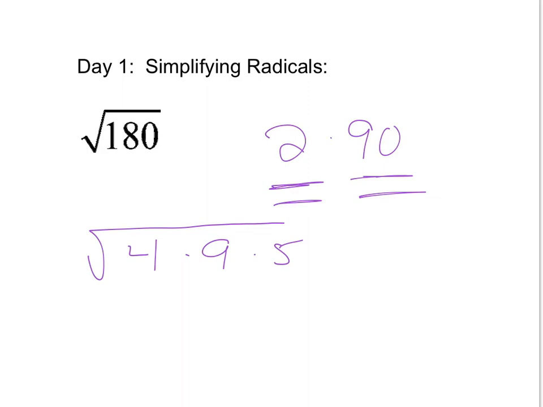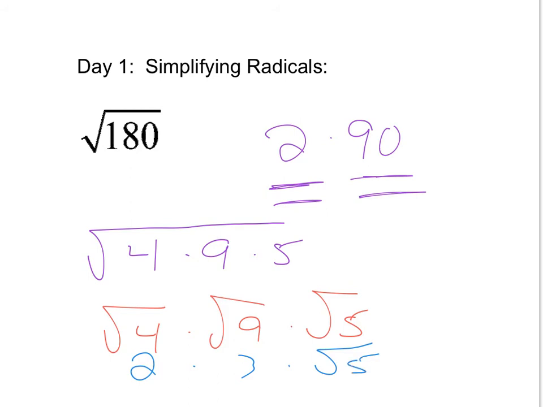So this now becomes, I'll switch colors, root 4 times root 9 times root 5. Well, hello. Root 4 is 2. Root 9 is 3. Root 5 I can do nothing with. So 2 times 3 is 6, and my final answer is 6 root 5.